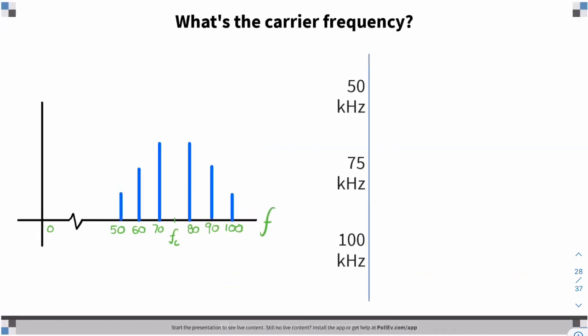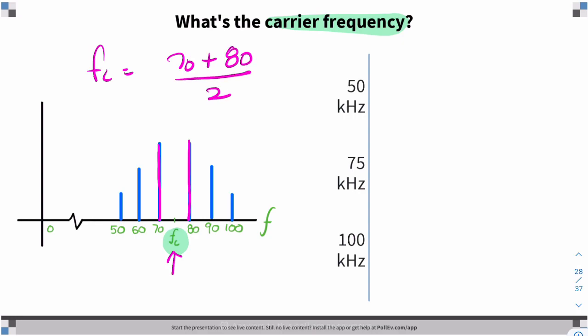Very similar question here, but this time it's asking for the carrier frequency. So what is this frequency here? How would you find this frequency? Do we look at this? Do we look at this? No, these are completely irrelevant. The only frequencies that are relevant here are this frequency and this frequency. So your carrier frequency has to be right in the middle, symmetrically placed between the 80 and the 90. So your carrier frequency will be 70 plus 80 over 2. That's your carrier frequency.